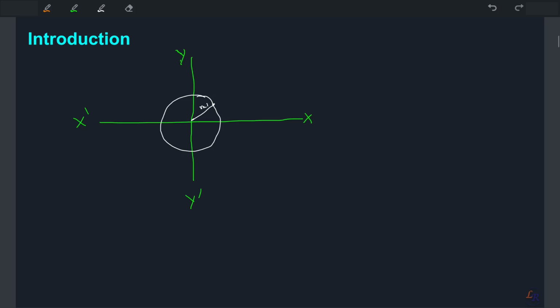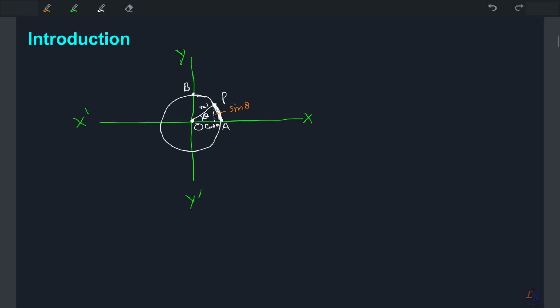Let's say this is some point P, and here on the x-axis it is A, and here let's say it is B, and this is your center, O. Let's say this is your angle theta from the x-axis, right? So if this is a unit circle, this would be cos theta, because r is equal to 1, and this one can be your sin theta, if r is equal to 1.